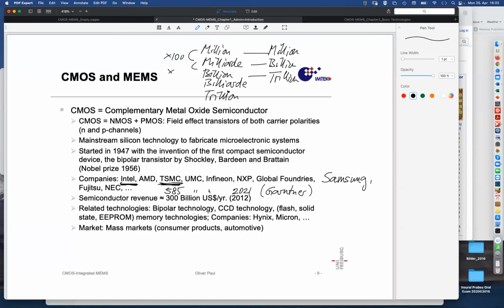Then there are related technologies. I mentioned bipolar technology. There's also CCD technology, charge coupled device technology. Charge coupled devices are devices able to record light, images. But don't think that you have a CCD in your camera here. This is also CMOS now. And CMOS again won, because it can be integrated smaller. You can have more pixels per area. It's not as efficient as a charge coupled device, but much more handy.